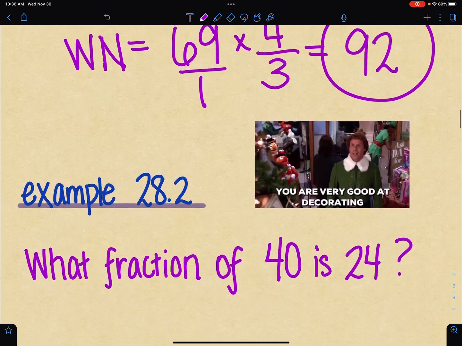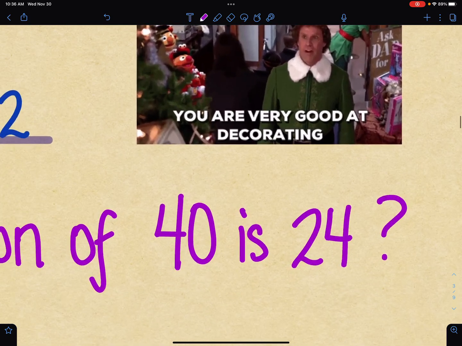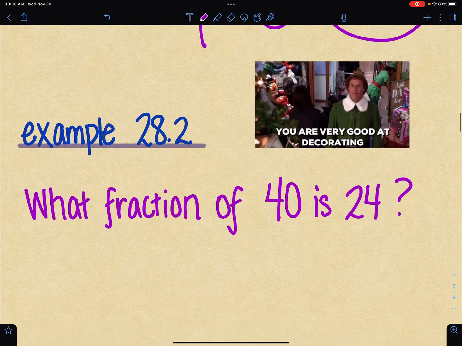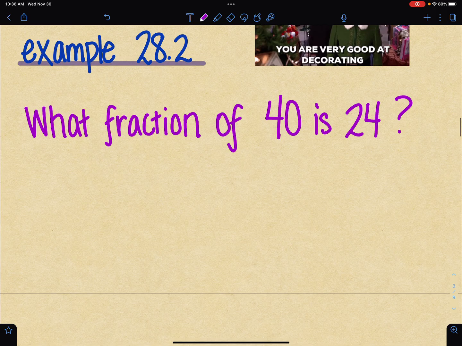Cool. Let's do example 28.2. You are very good at decorating. Was that part in the play? You are very good at doing math. All right, let's keep going.